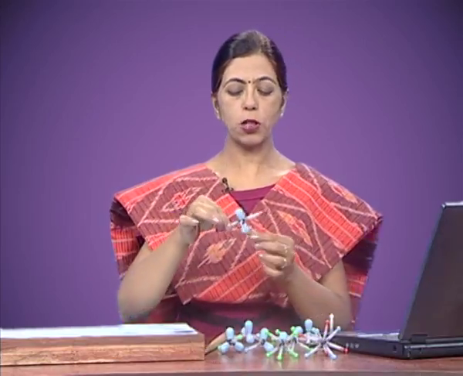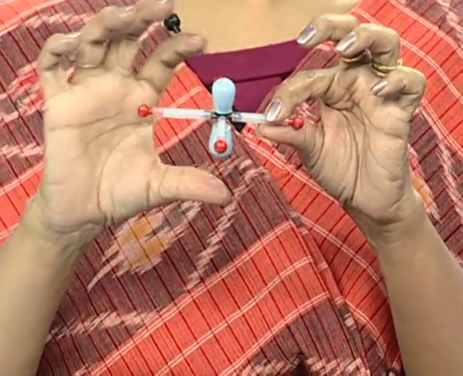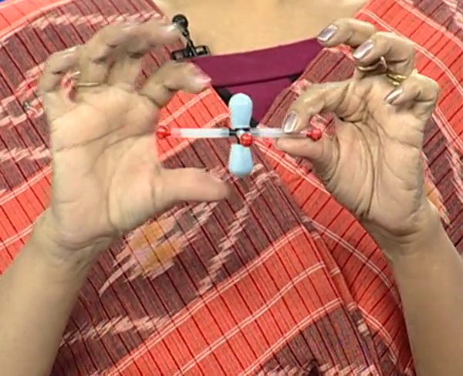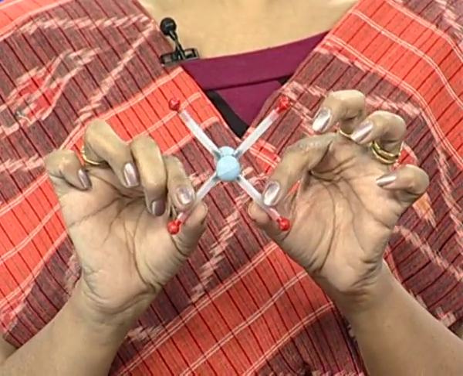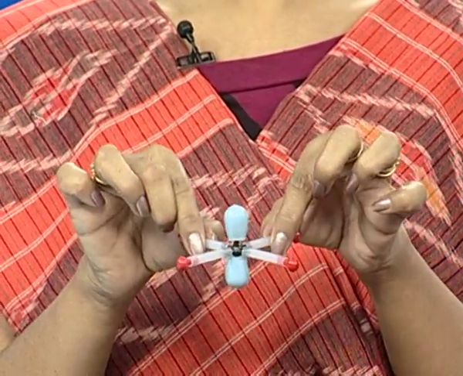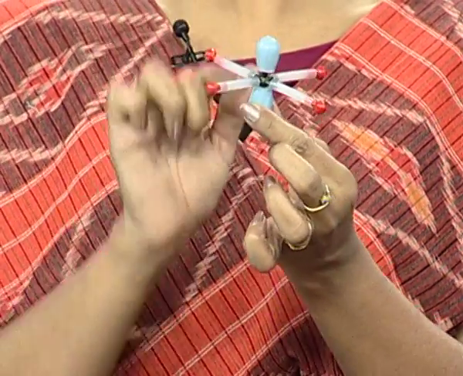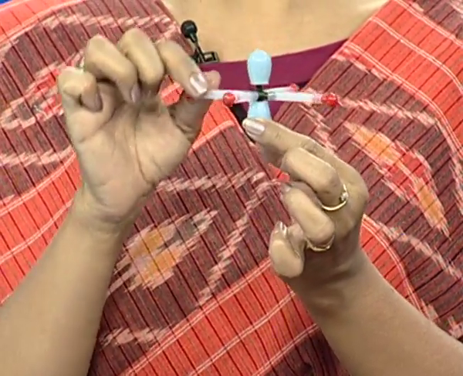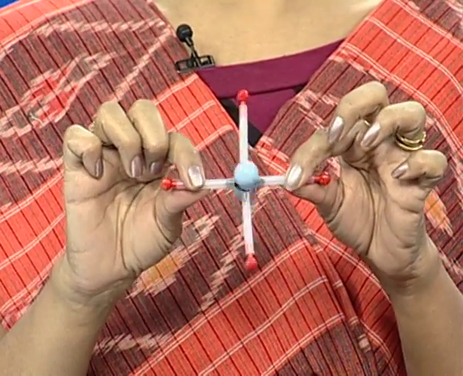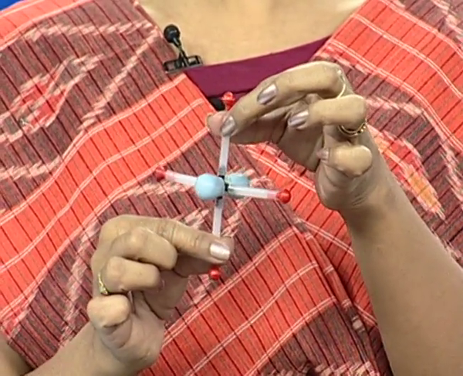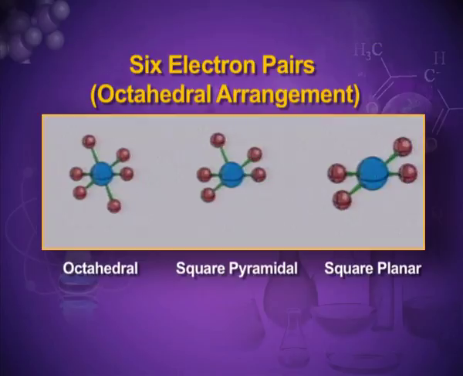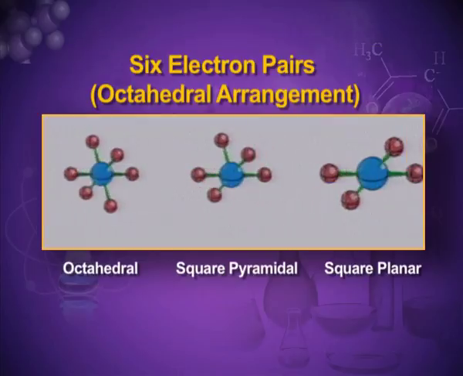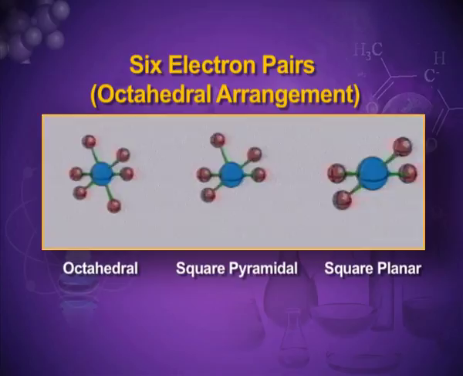The next possible distortion is when there are 2 lone pairs of electrons. This is the example of XeF4. This is a square planar shape. You can see the 2 blue lobes, which are lone pairs of electrons, and this is known as square planar. You can see the distortions in the regular octahedral shape: the octahedral, square pyramidal and square planar.